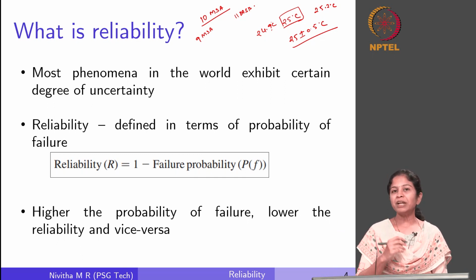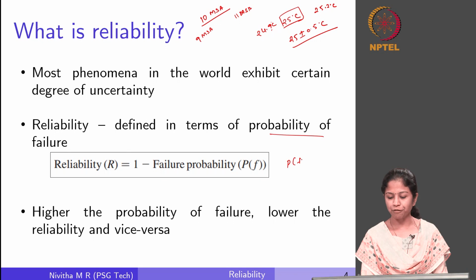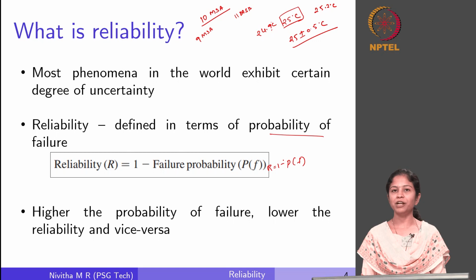So every process in this world has a lot of uncertainty, and the more the number of parameters that are involved and the higher the degree of uncertainty with each of them, the lower is our ability to correctly predict the point of failure, right. So that is why reliability is usually defined in terms of the probability of failure, right. So we know what the probability of failure is, and if I call that P of f, reliability is nothing but 1 minus the probability of failure.